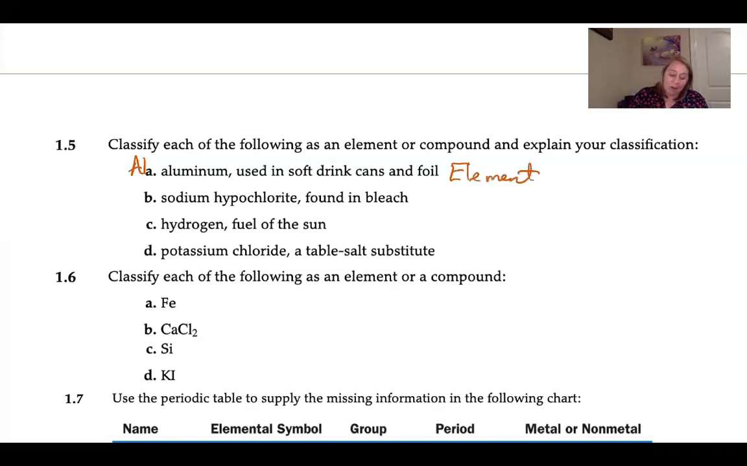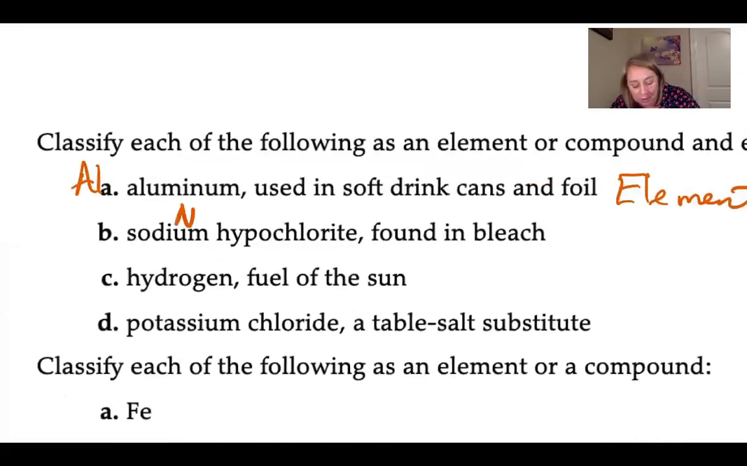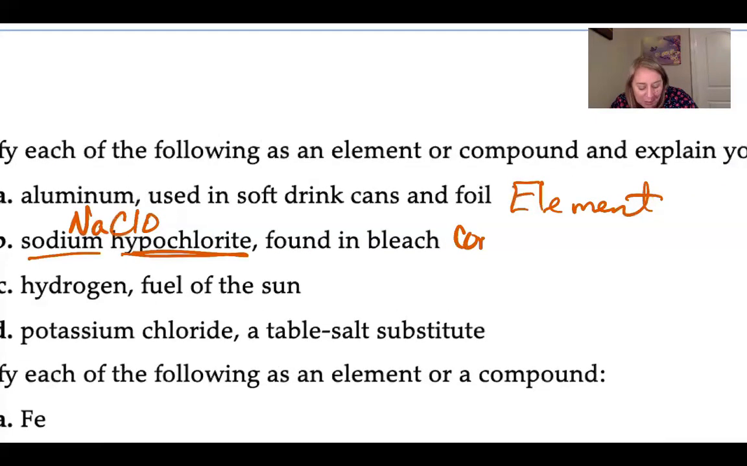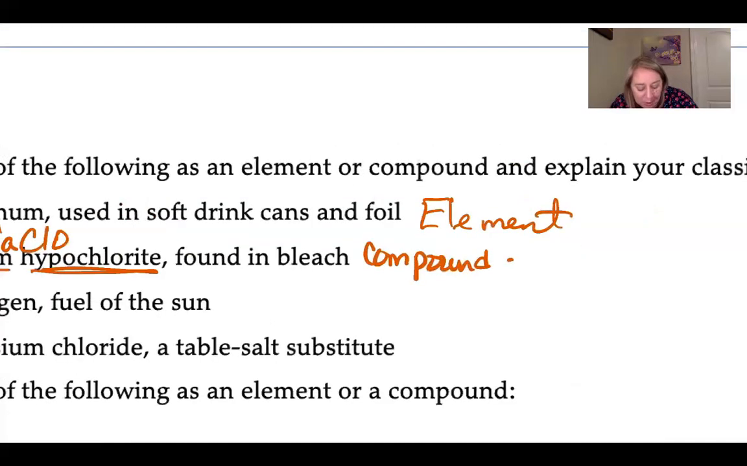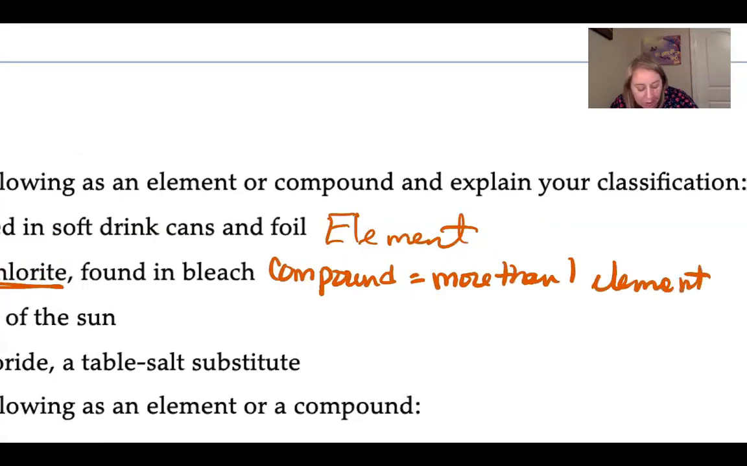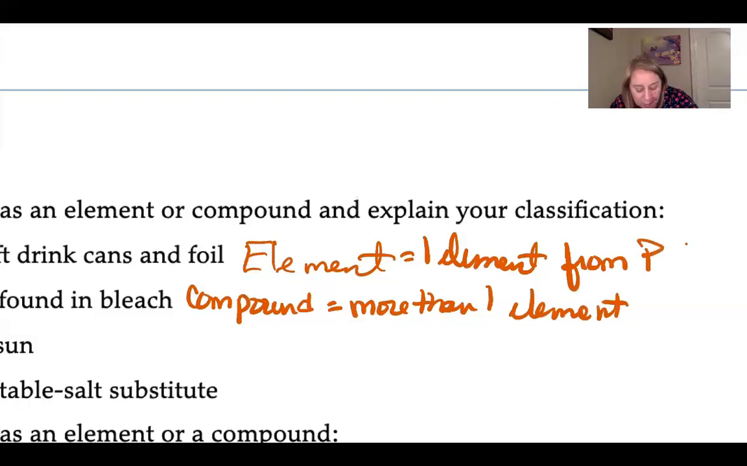Sodium hypochlorite is actually something that's found in bleach. So sodium is Na, and hypochlorite, you don't have to be able to write the formulas yet, but what you should notice is you have sodium, that's an element, and then you have some other stuff. And so that's not just one element, that's going to be more than one element. And so this is going to be a compound, because we have more than one element. Whereas aluminum was one element from, I don't have room, so I'm just going to put PT, periodic table, not physical therapy, periodic table.